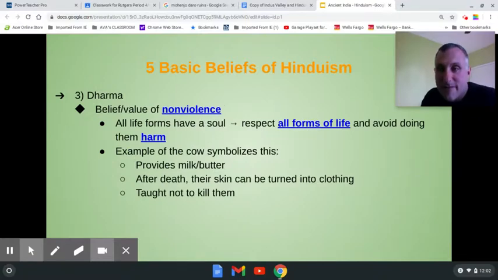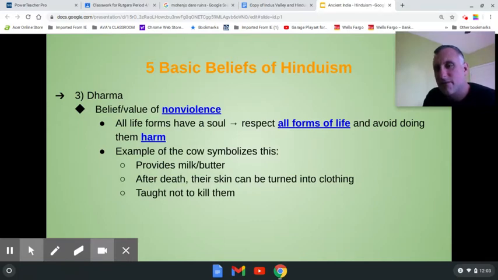Every level in Hinduism believes in nonviolence. All life forms have a soul, so respect them, and don't step on a bug just because. Don't kill things. The cow is like a holy animal. In the videos we watch in class, they're just walking around. People are like, oh, excuse me, sorry, cow, after you. And they just walk around. They provide milk and butter, so you're allowed to have milk and butter?